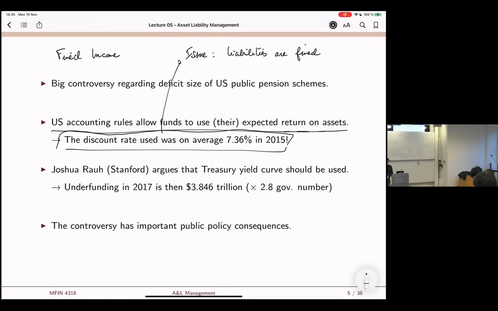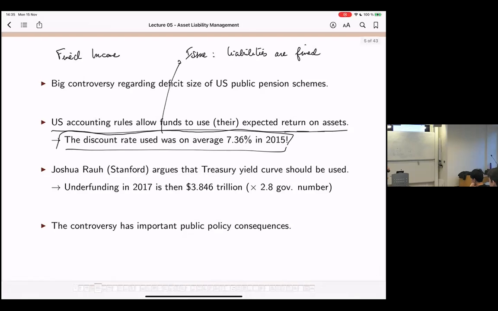So they are set in advance. You promise a certain payout to people who invest in your pension fund. Okay. And what's interesting is that this Professor Joshua Rowe from Stanford has actually been in quite a fight with these pension funds and the government for a couple of years about this.